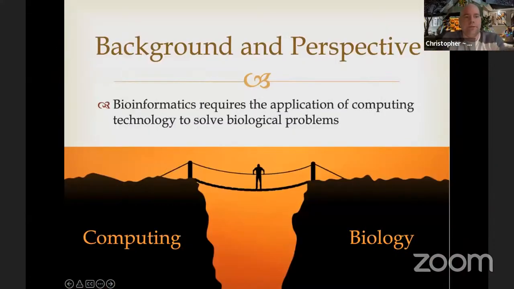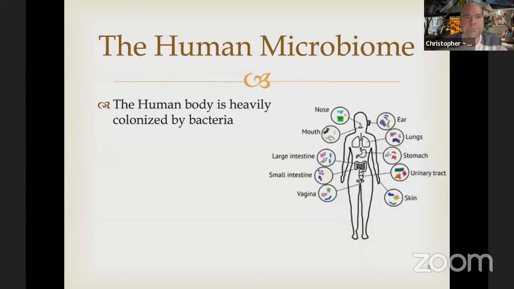And so I come at this field from a computational perspective. I like to think about computational biology as bridging the gap between the fields of computing and biology, and bioinformatics in particular requires the application of computing technology and programming to solve biological problems. In my lab, we often have people who come from either of these fields, and they bring unique perspectives depending upon their background.